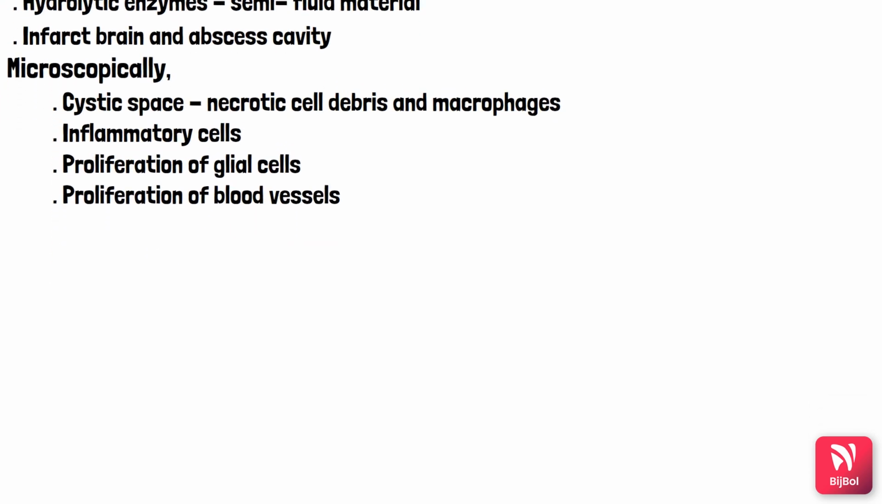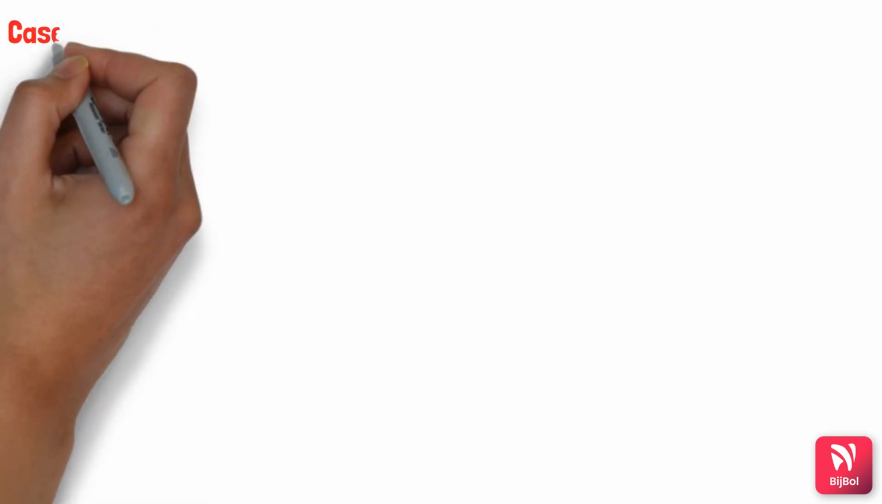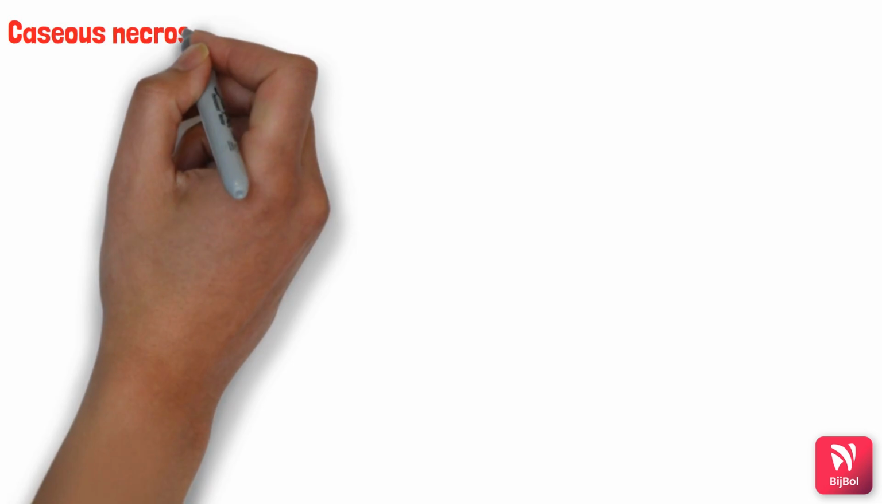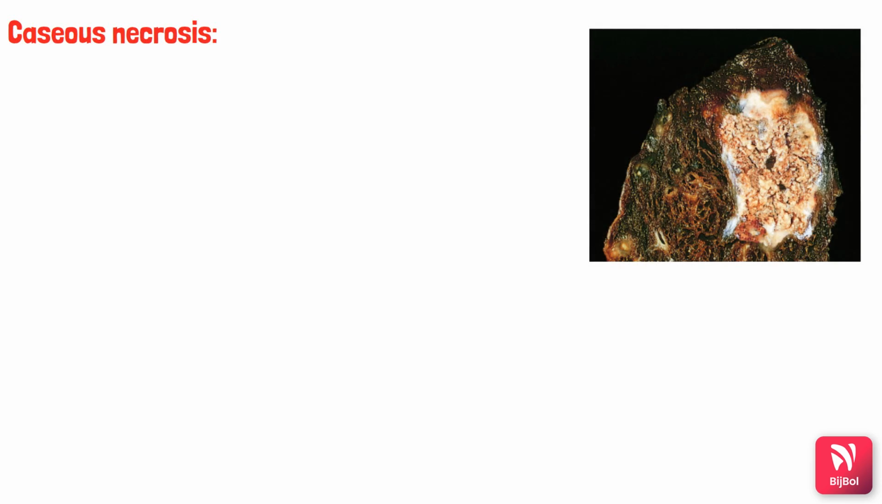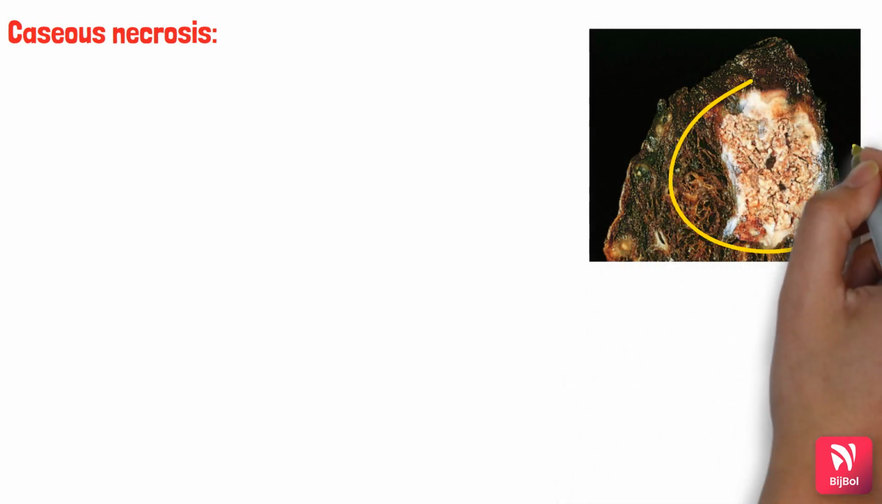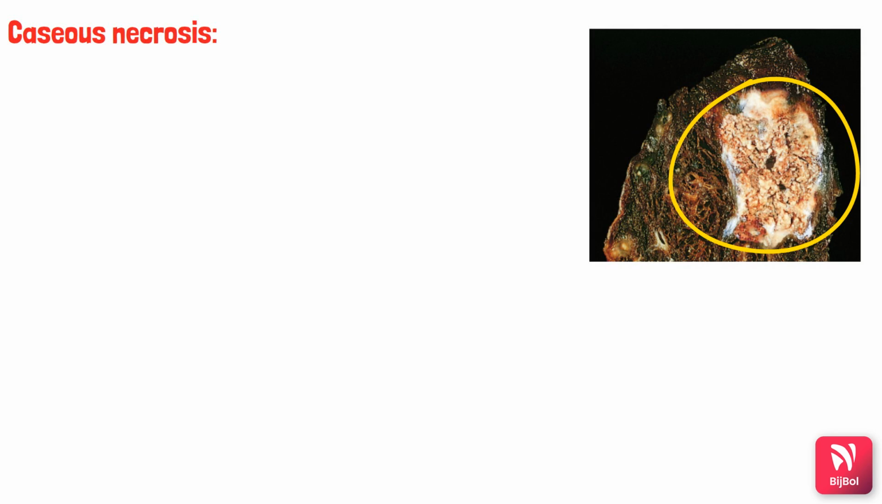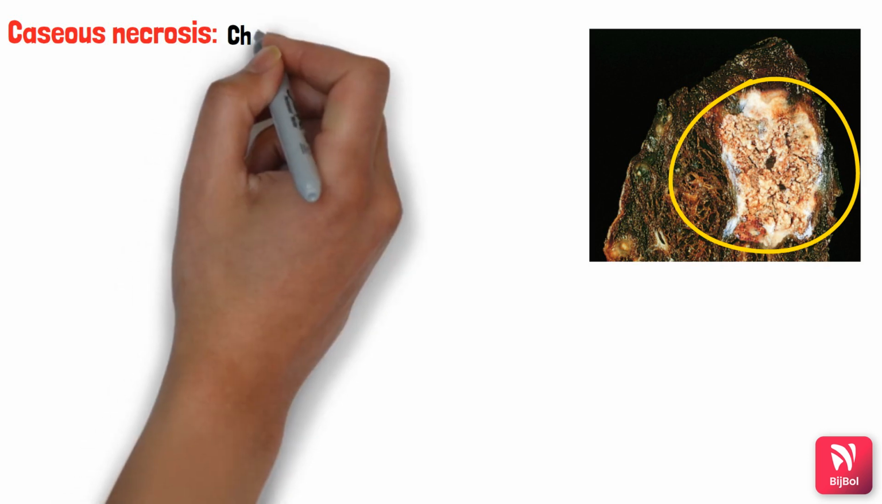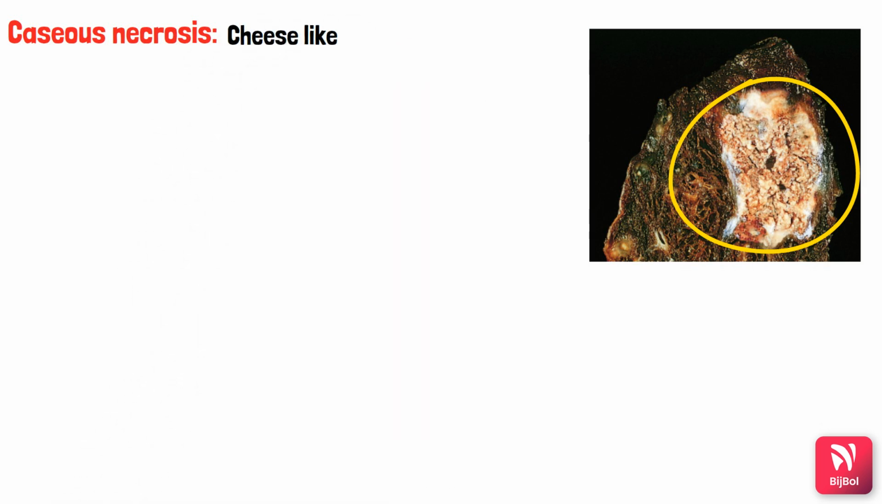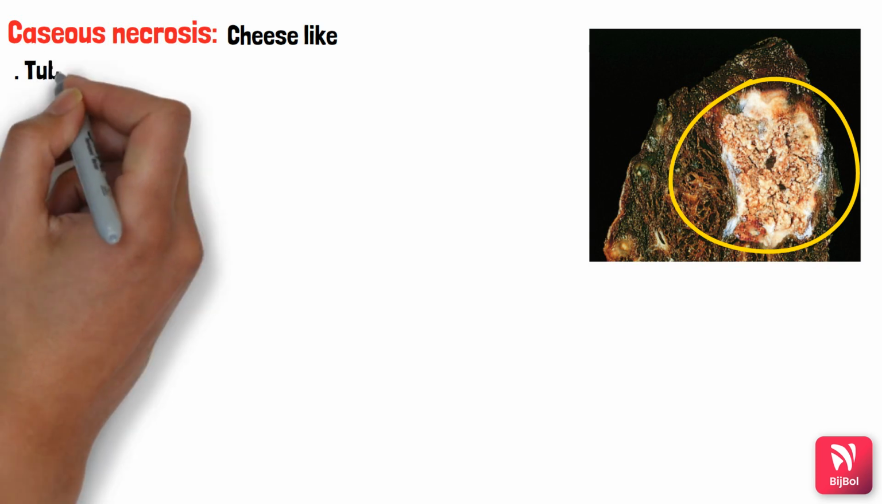And the next type is caseous necrosis. It is one interesting variant, and the term caseous means cheese-like, and it is seen in tuberculous infections. If you see, this is a tuberculous infection, where all that is yellowish cheesy material. Because of that gross appearance of the yellowish white material, the name caseous necrosis is given. As I said, it is seen in tuberculous infection.